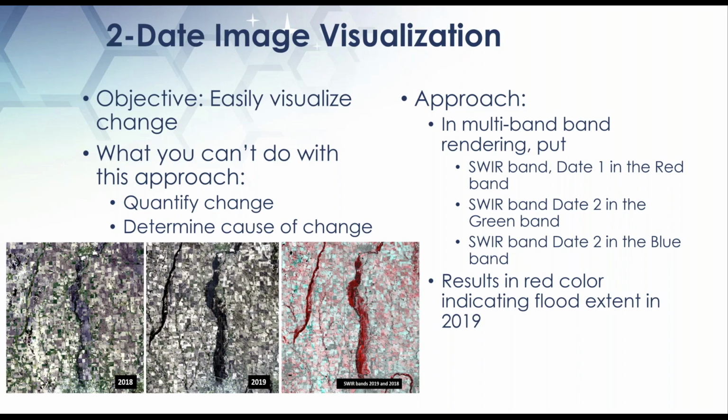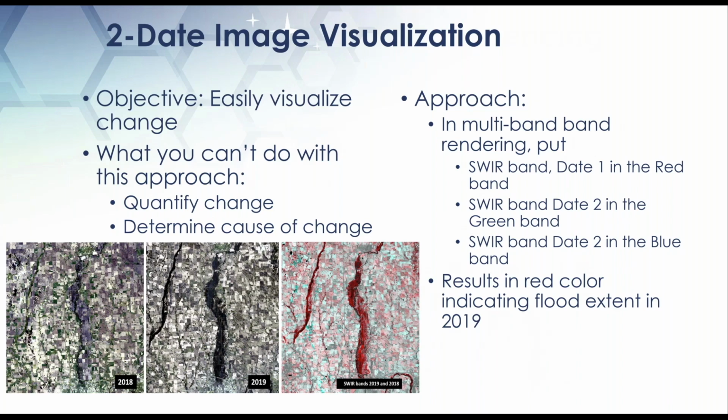So that kind of shows in this picture right here, where we're looking at some floods in South Dakota. In 2018, there weren't any floods, and then in 2019, they had huge floods in the spring. And then on the right-hand side, you can put different bands in different band combinations for the different years to have the flood areas just pop out right at you. So it's a good way of looking at where the change is, although with this methodology, you can't quantify the change.